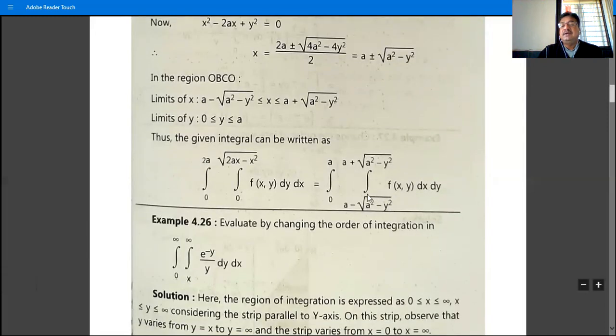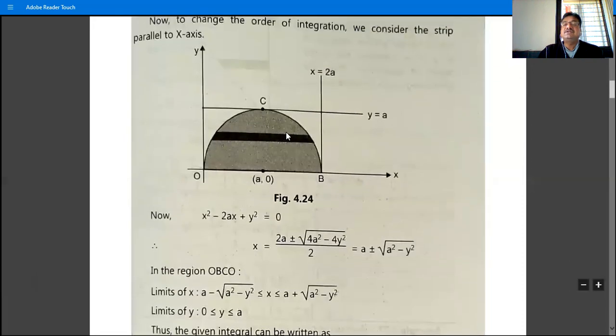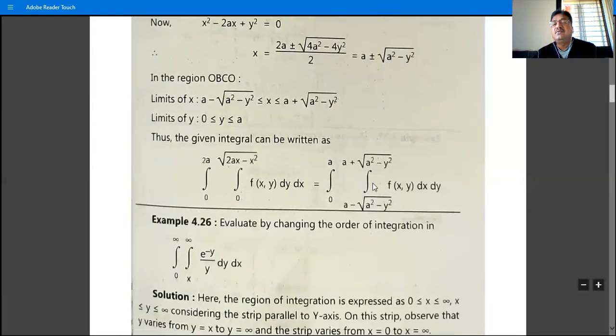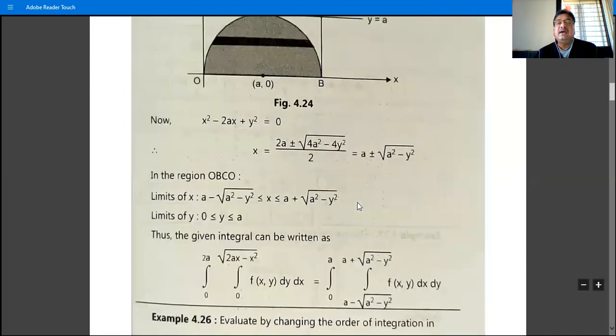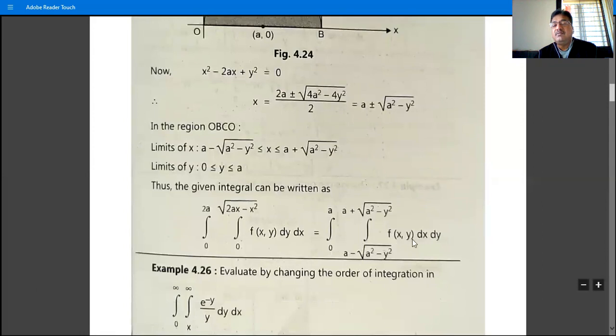So in order to integrate with respect to x first, take a strip parallel to the x-axis, where one end touches the circle and the other end touches the same circle. So from this equation of the circle, find the values of x. We have two values of x, and so write one value as the lower limit and the other value as the upper limit. And now the limits on y are what?